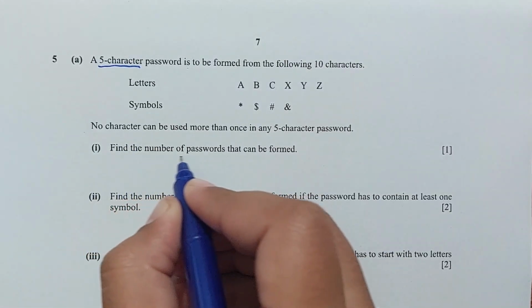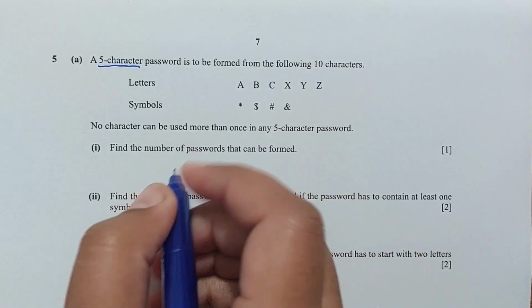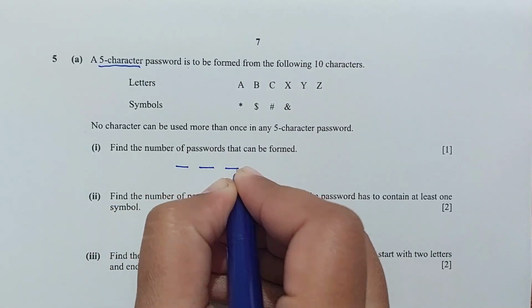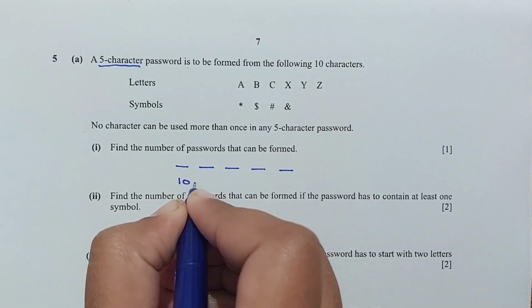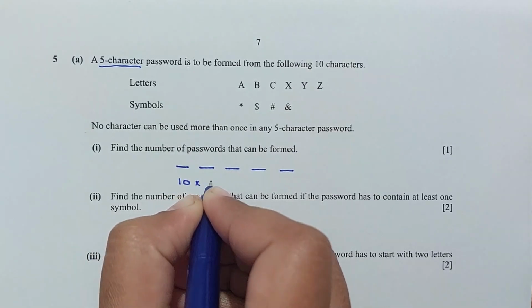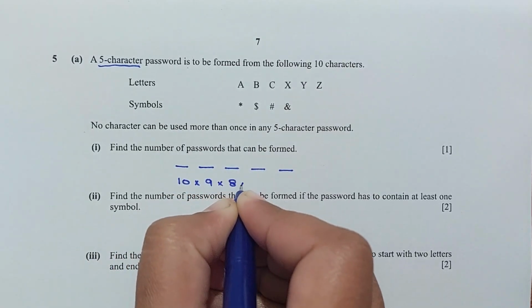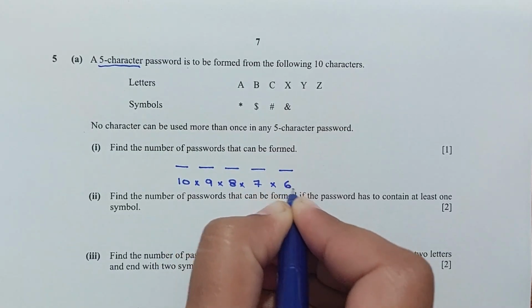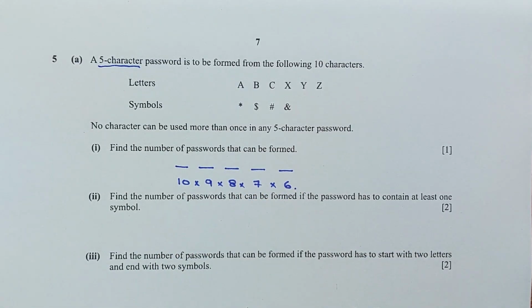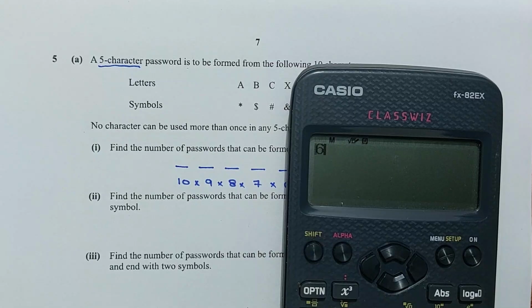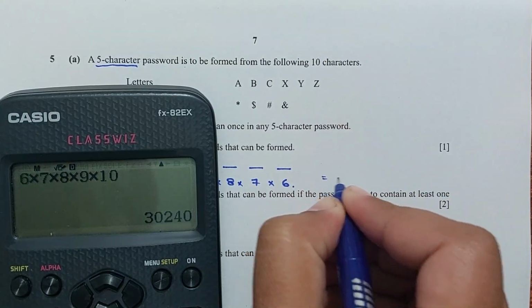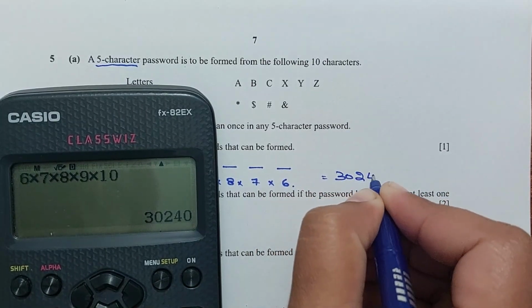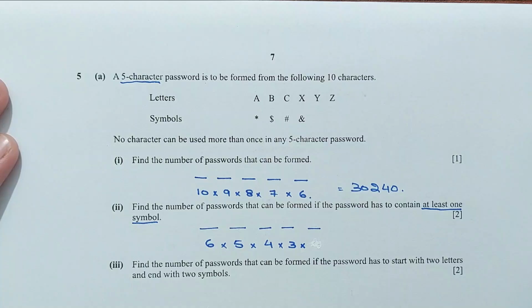Number 1, find the number of passwords that can be formed. It should be 5 characters. So we have 10 options for the first, and then 9 options, 8 options, 7 options, and 6 options. Now let me simplify this: 6, 7, 8, 9, and 10. So this is 30,240. 30,240 passwords can be formed.